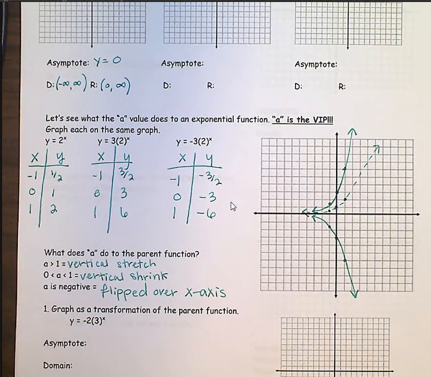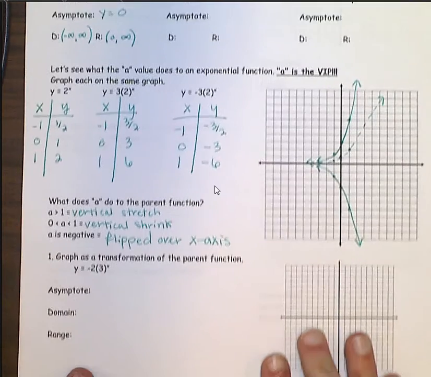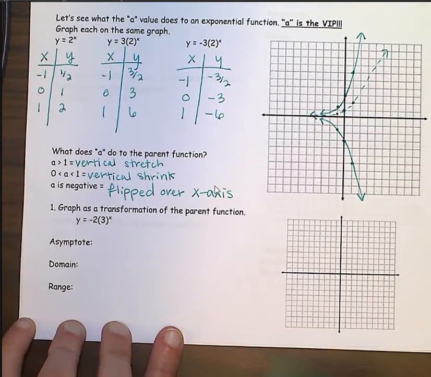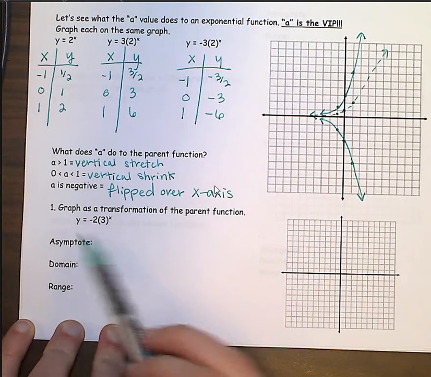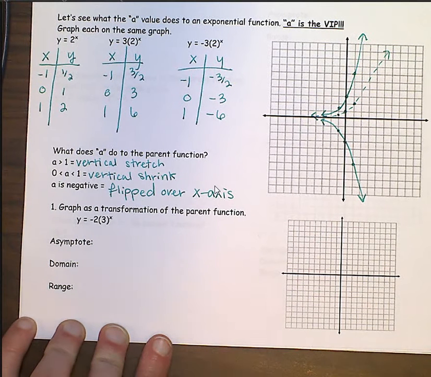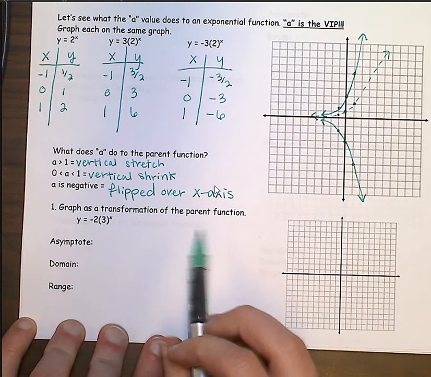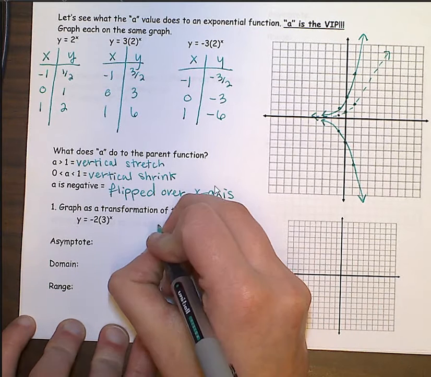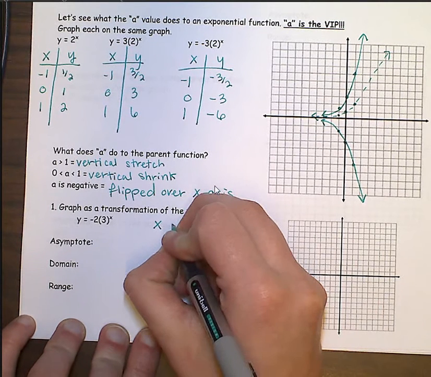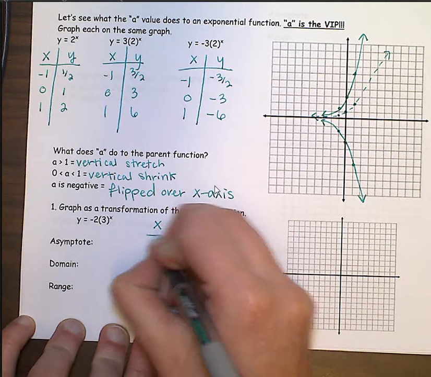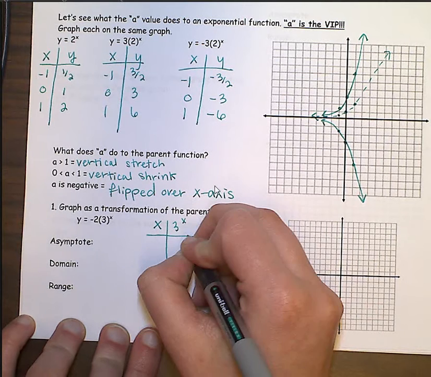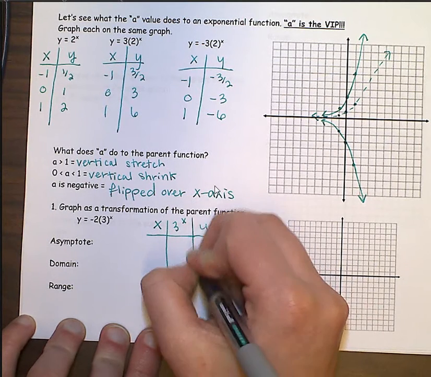Alrighty, let's try an example. Let's graph the equation y = -2 times 3 to the x. So let's start by using the parent function, which would be 3 to the x. So let's make our table here, and then we'll put in what our final values for y will be.